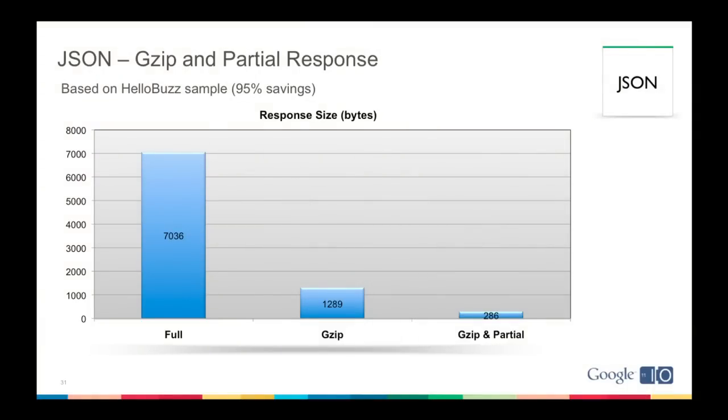But that's not good enough, because you're still getting all of that content. I really only want to get the content of the buzz activity. There's a special partial response syntax, so it will just get that one field. I'll show you that in the next slide. But you end up with a 286 byte response. That's a lot better. An order of magnitude difference just by using it. The library will automatically gzip things for you, but partial response is something you have to do yourself.